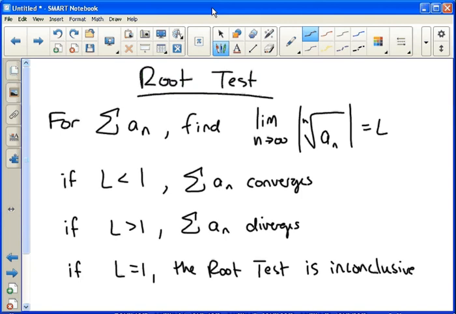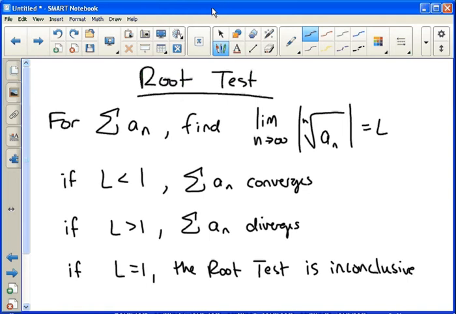This is our 10th and final test for series, and it's called the root test. It's pretty simple, and its rule is similar to the ratio test if you are familiar with that or you watch that video. For a series, we find the limit as n approaches infinity of the nth root of our sequence. If that limit is less than 1, the series converges. If it's greater than 1, the series diverges. And if it's equal to 1, then the root test is inconclusive.